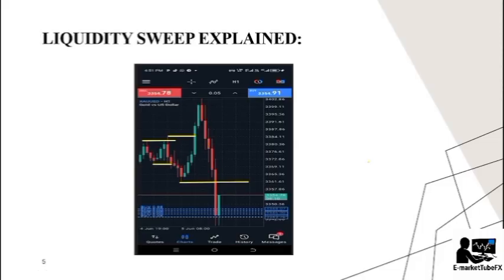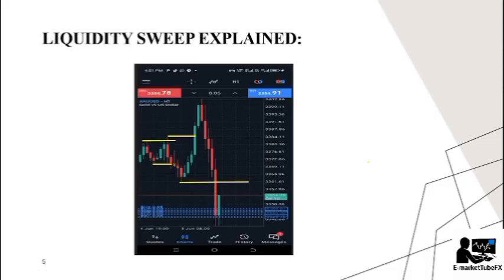So in the forex market, price moves for two reasons. I repeat, in the forex market, price moves for two reasons. These market makers move price for two reasons. One, to sweep liquidity. Price moving to sweep liquidity is what I'm explaining to you at this very moment. So after price swept liquidity here, it reversed.